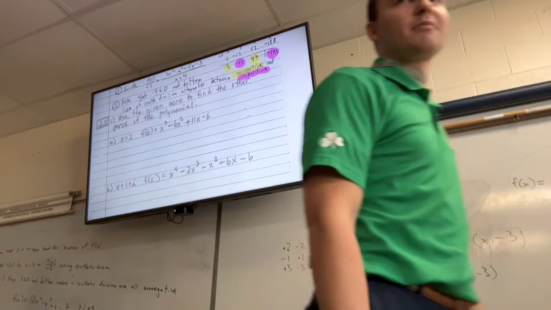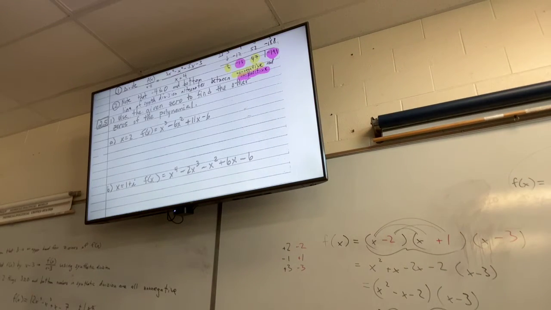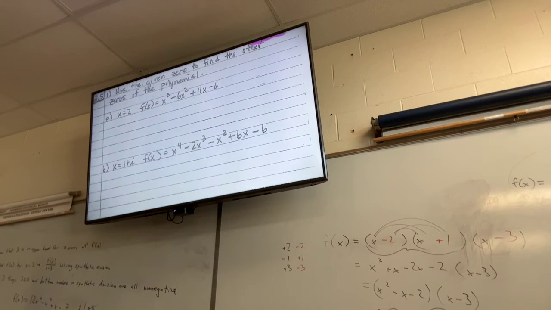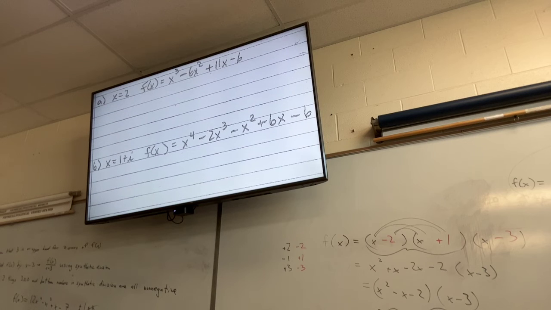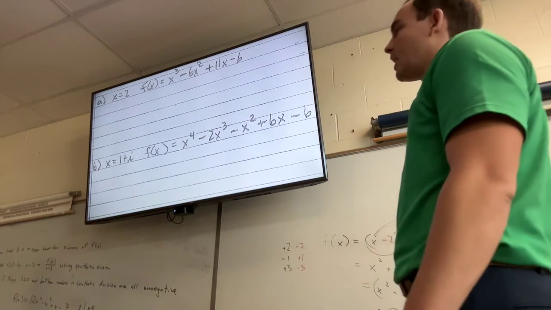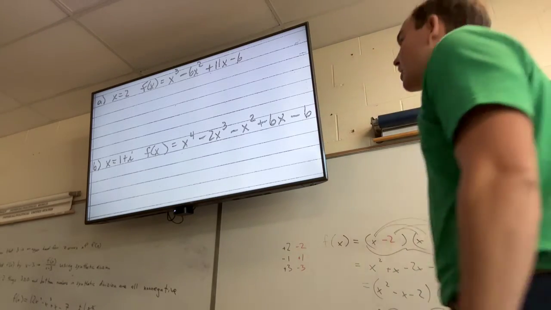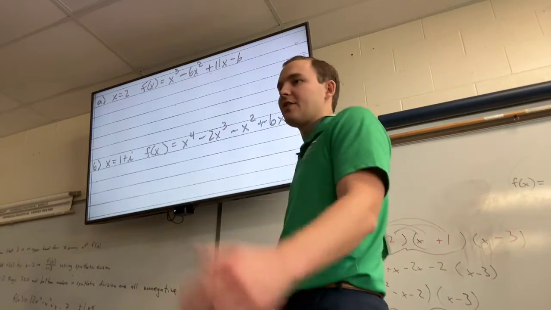2.5, this is a good problem right here. Use the given zero to find the other zeros of the polynomial. How might we do that? Anyone have any idea? Plug in 2. Well, if we plug in 2, it's just going to give us 0. How do we find the other zeros with it?